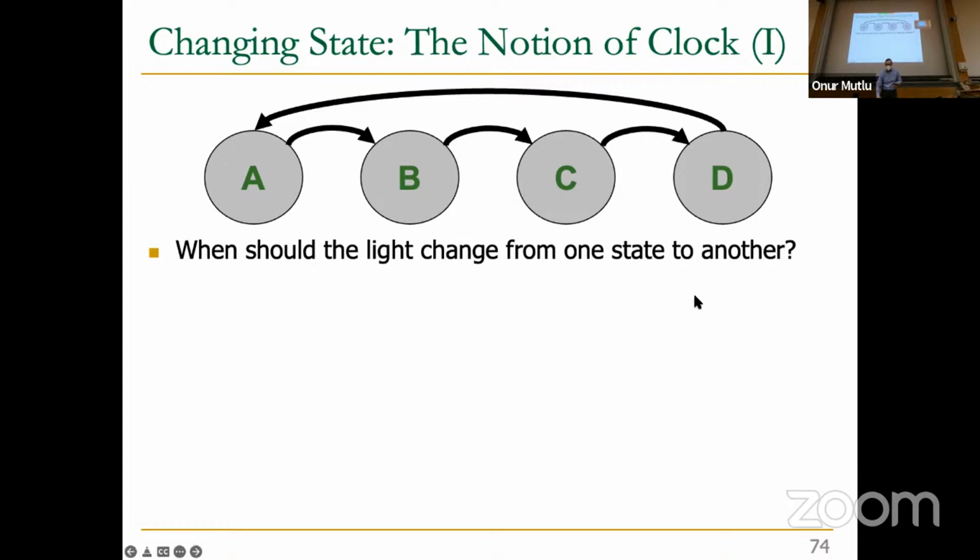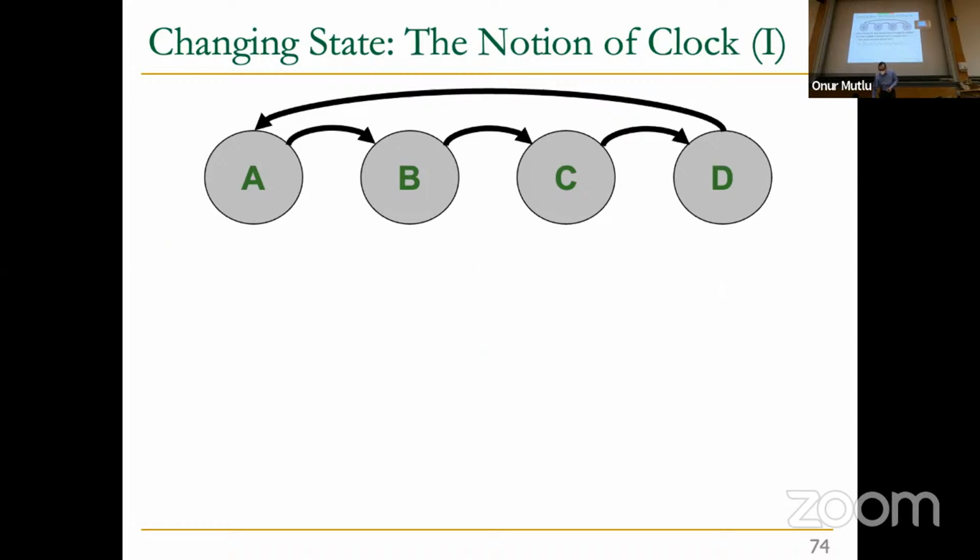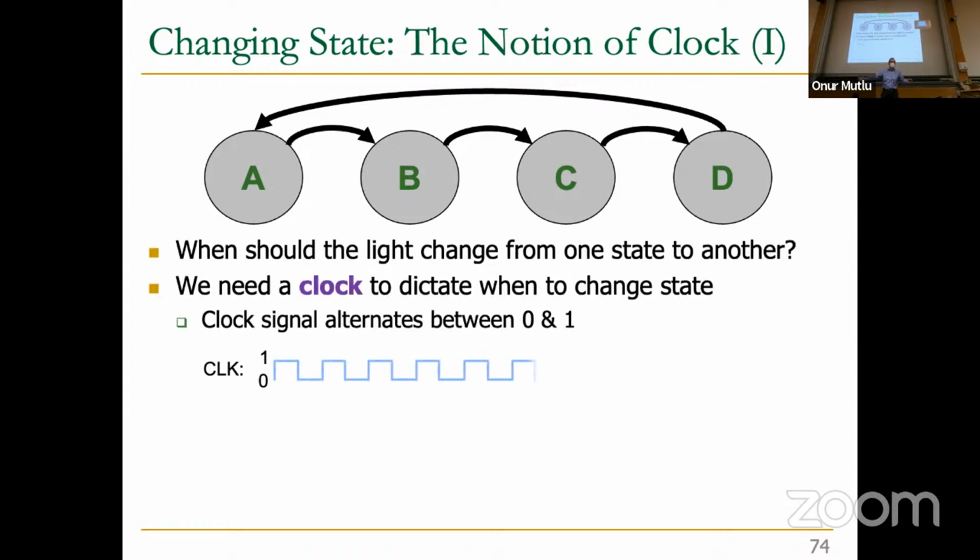So when should the light change from one state to another? We need a synchronizer or clock to dictate when the states should change. And this is basically a signal. There's some oscillator that generates a signal, and the clock goes from 0 to 1, and then stays as 1, and then goes from 1 to 0, and then stays as 0. This is one clock cycle. And then the clock repeats that. So I will animate this again, like forever, basically, while the system is in operation.